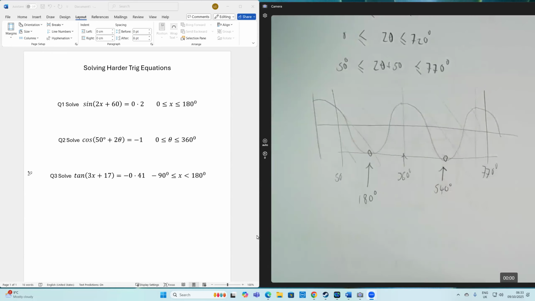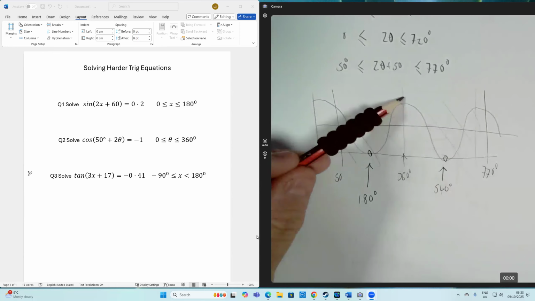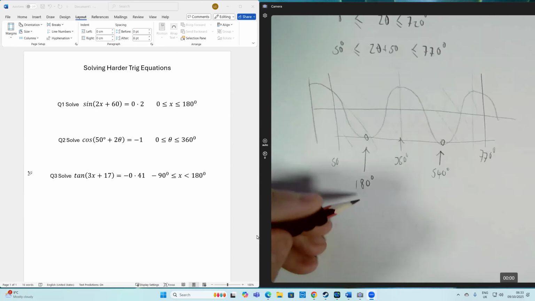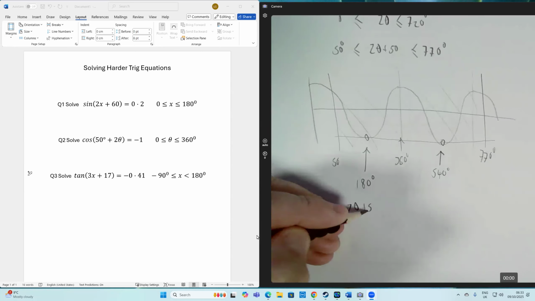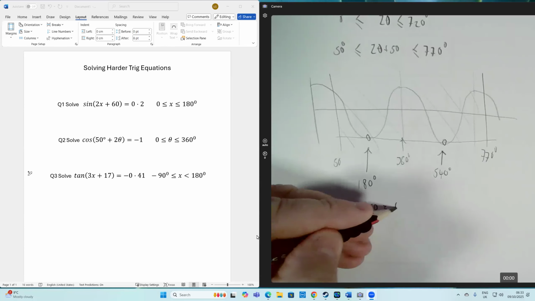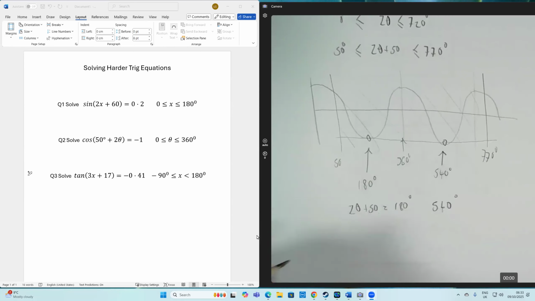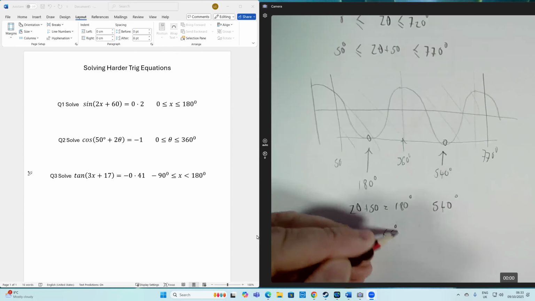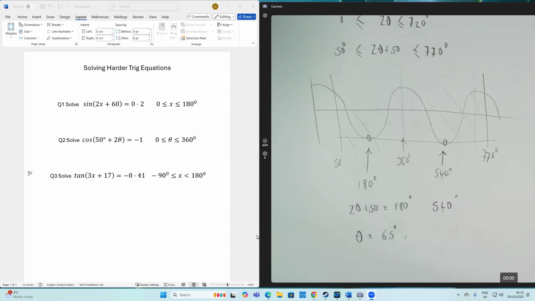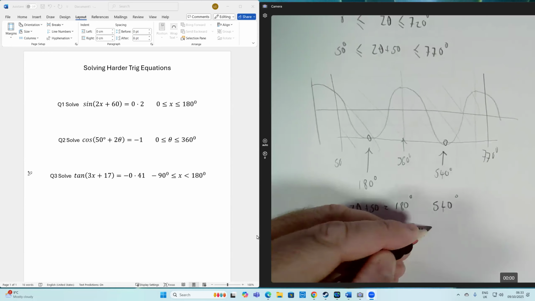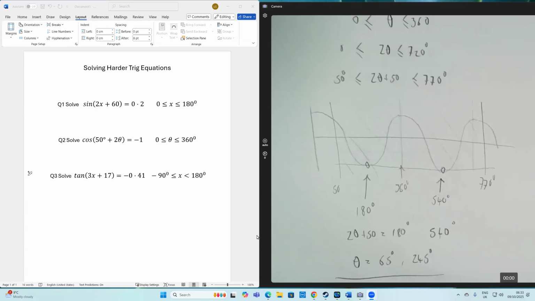Okay, perfect. So we found our 2 solutions there. This one's at 180. This one is at 360 add 180. And now these, remember, are our 2 theta add 50 values. So 2 theta add 50 is equal to 180 and 540. So now we just subtract 50 and divide by 2 in order to find the original theta value. So 180 take away 50 divided by 2 is 65 degrees. And our next one, 540 minus 50 divided by 2 is 245 degrees. So those are our 2 values for the second one.